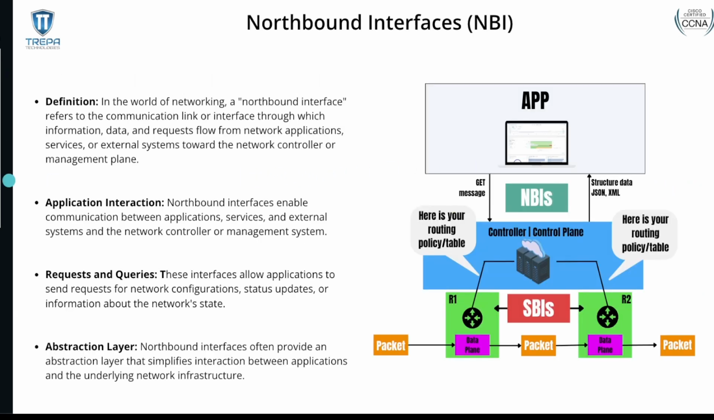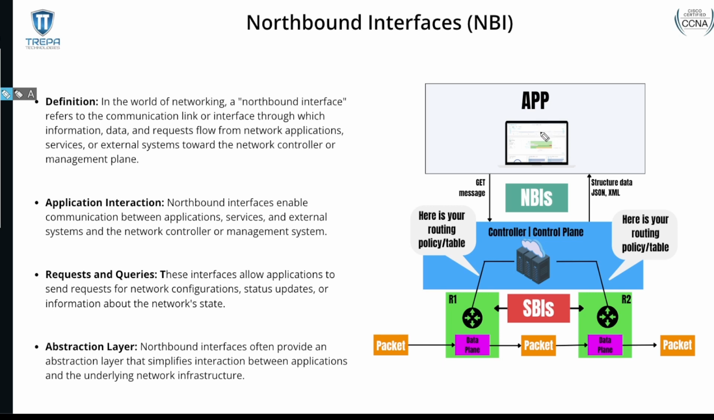Now, to get into northbound interfaces and APIs. So in the world of networking, a northbound interface refers to the communication link or interface through which information, data, and requests flow from network application services or external systems toward the network controller and management plane. Whew. So let's break that down, right? With the northbound interfaces, now we're getting into more API programmability. And what do I mean by that?